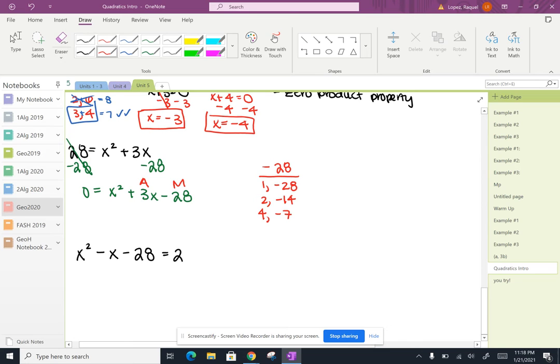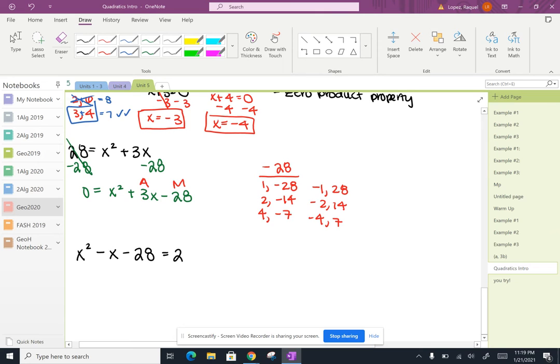5 doesn't go into it nicely, neither does 6, and we already know that 7 does. So we can go ahead and figure out the rest of these pairings by just flipping the negative sign. So -1 and +28, -2 and +14, -4 and +7. Okay, so now let's go through our pairs and see which is the correct one, because I know that the correct one needs to add to +3.